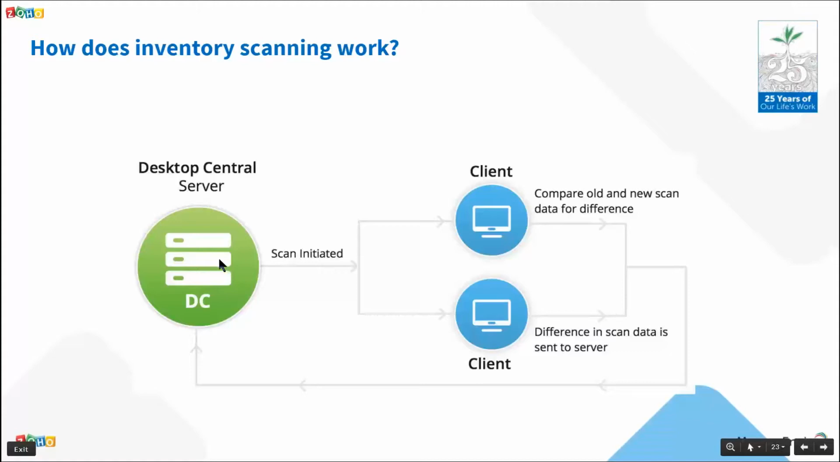The subsequent scans, which you can schedule to run automatically daily, weekly, or monthly, or you can even initiate a scan from an agent machine or from the console on demand, will collect the data, compare it with the previous data, and only post the differential data to the Desktop Central server console. So this is how the scanning works in the backend.